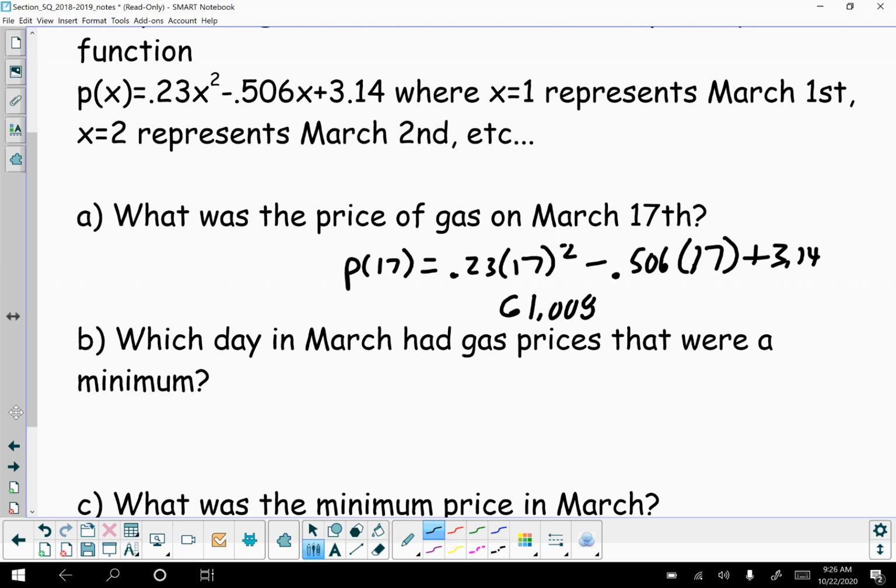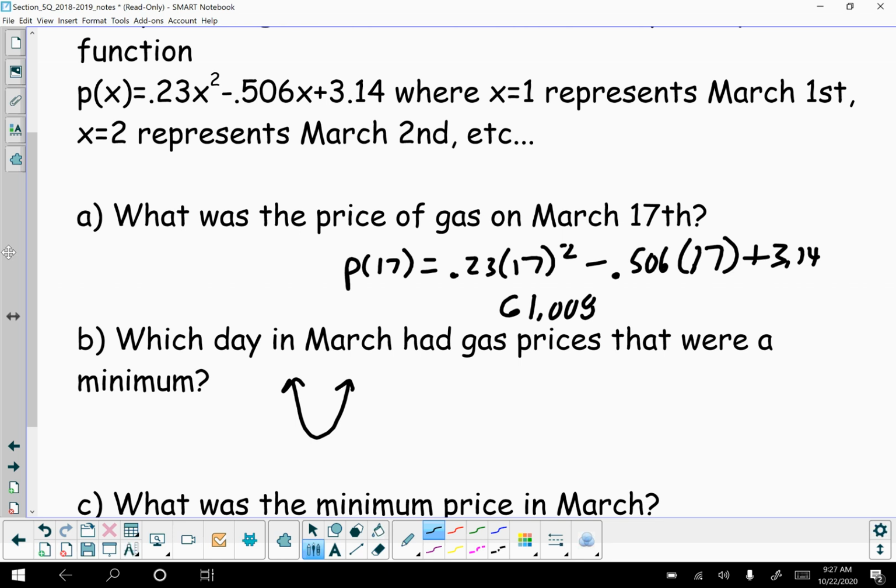Which day were gas prices at a minimum? If you think about this, this is a parabola that basically would look like this. The reason I know that is because my a value is positive, so it opens up. So if you graph this on your graphing calculator, plotting 0.23 x squared minus 0.506 x plus 3.14, and I hit zoom fit, which is zoom 0. Zoom is at the very middle top.